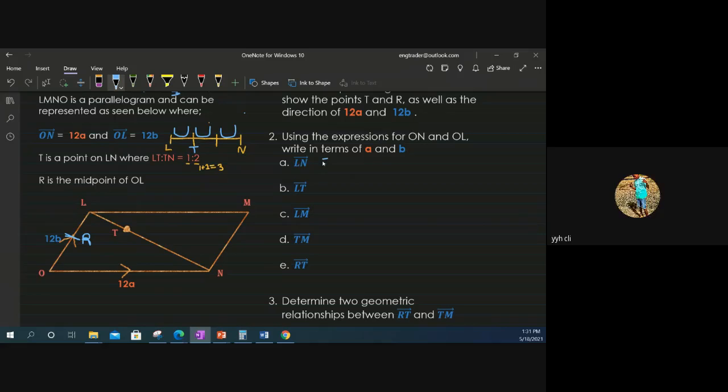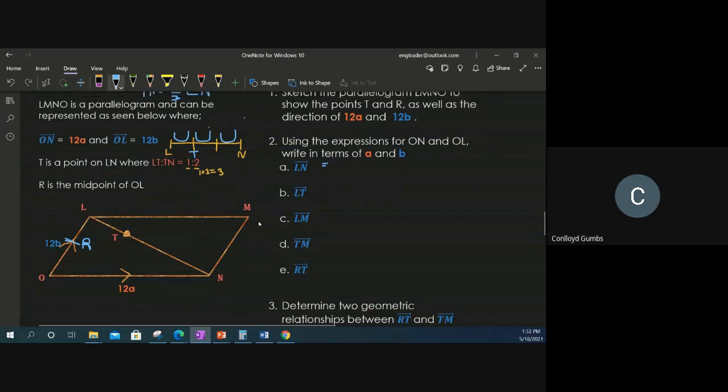So I need to say, can I go from L to T and T to N? Okay, so if you want to go from L to T, how are you going to do it? What are you going to use? So I can go from L to T plus T to N? You could do that, but how are you going to do it? Tell me how you would do it.